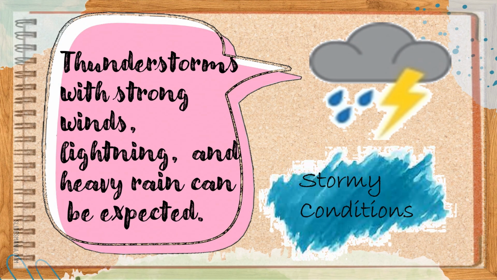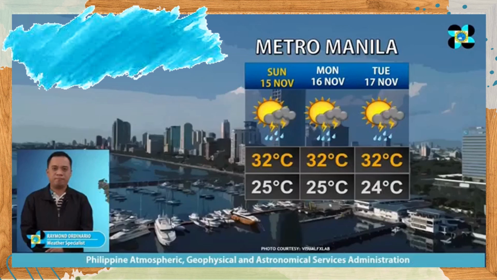Now if you look at this picture, we have clouds with lightning and rain. This is what we call stormy conditions. A thunderstorm with strong winds, lightning, and heavy rain can be expected. This is one of the symbols that you should not ignore, simply due to the dangerous conditions that accompany a weather event. Let's have an example of a weather forecast.